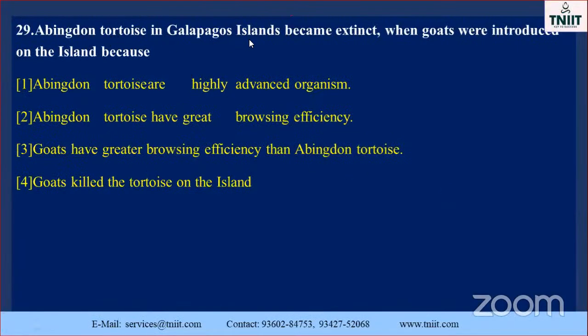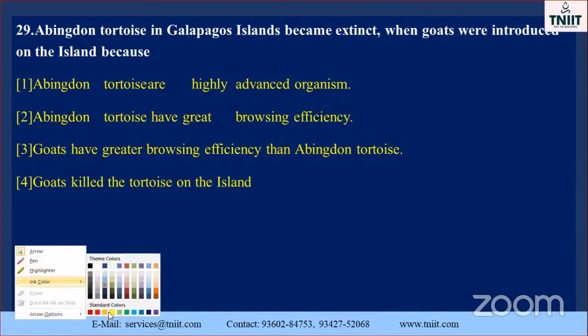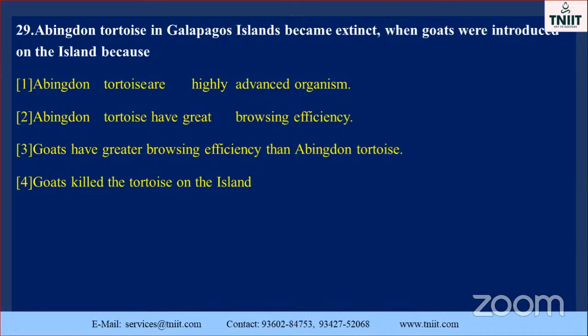Abingdon tortoise in Galapagos Island became extinct when goats were introduced. Already we saw this on the island. Already we discussed this point. See this. Abingdon tortoise, high advantage of the organism? Highly advantage, no. And then Abingdon tortoise has a greater browsing efficiency? No. Goat has a greater browsing efficiency than Abingdon tortoise. Is that correct? Goat killed the tortoise on the island? No. So the third option is the correct answer.